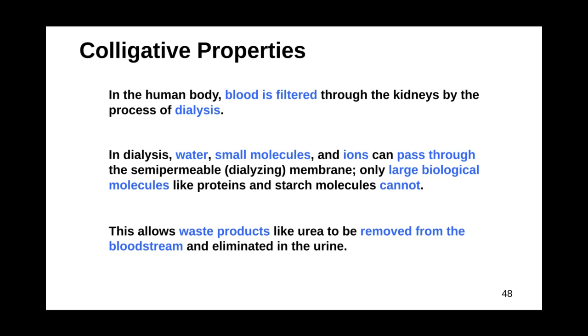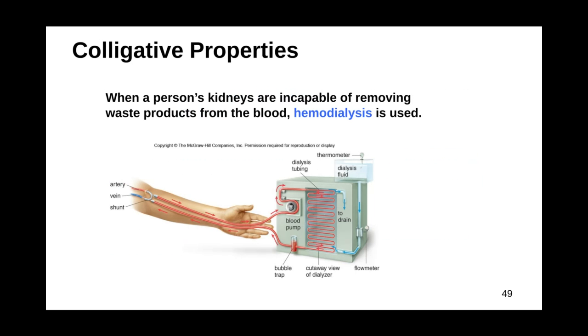if a person's kidneys have failed. So in dialysis, water, small molecules, and ions physically can pass through a semi-permeable or dialyzing membrane, and only large biological molecules like proteins and starch physically cannot. So this allows your body or a machine to filter out waste products like urea and other large molecules to eliminate them in urine. So that's what dialysis is conceptually in your body.